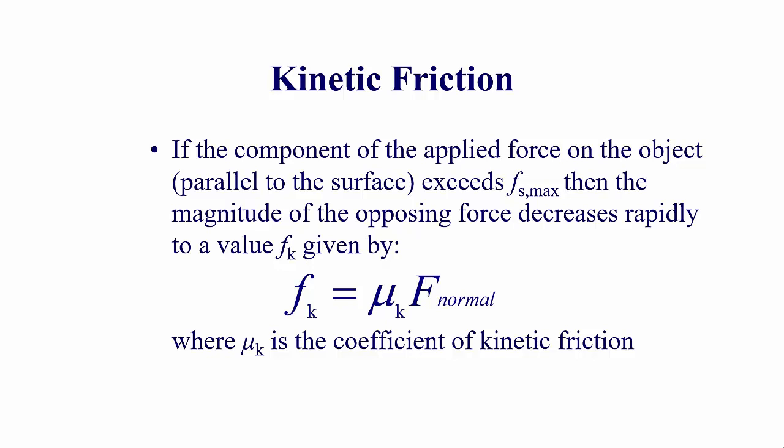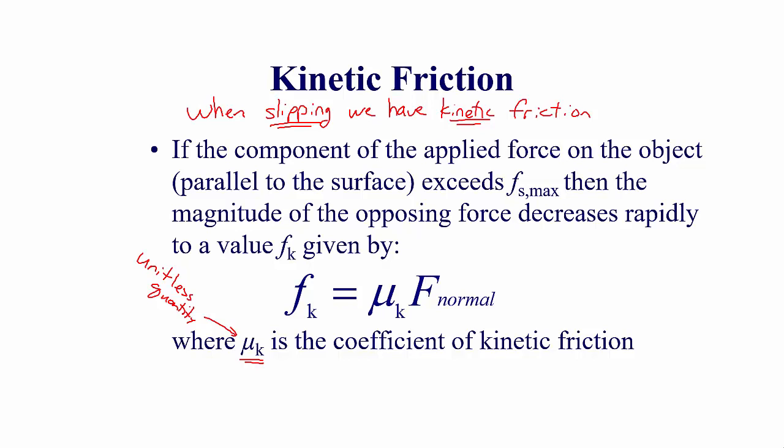Once we have applied enough force to make the object start sliding, we now switch to kinetic friction. When the object is slipping against the other surface, we have kinetic friction. And the force of kinetic friction is a much simpler idea. Instead of having a range of values that it can be, the force of kinetic friction has a specific value. It is given by the coefficient of kinetic friction, mu sub k, times the normal force.